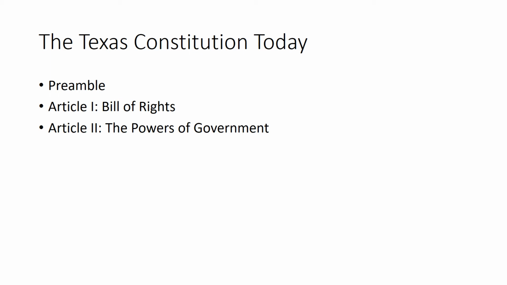Next is Article 2, which is the powers of the government. Article 2 divides the government into three distinct branches of government. There is one exception, and this is the Lieutenant Governor and the role he or she plays in the Texas Senate. Texas embraced separation of powers, which means there must be cooperation in the decision-making process between several institutions. This means checks and balances.